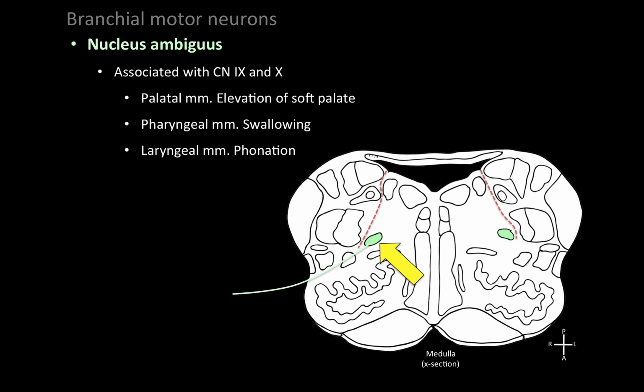The axons coming out are going to innervate palatal muscles to elevate the soft palate, pharyngeal muscles to help us swallow, and laryngeal muscles for phonation or speaking. I'll note here that the nucleus ambiguus gives rise primarily to the branchial motor components of the vagus nerve.